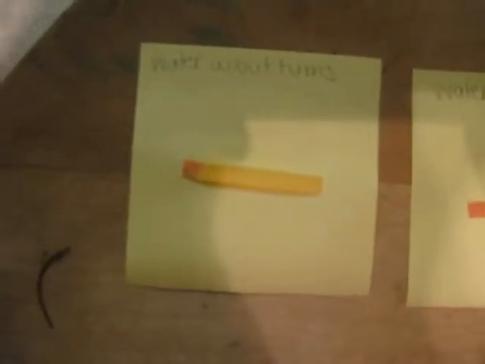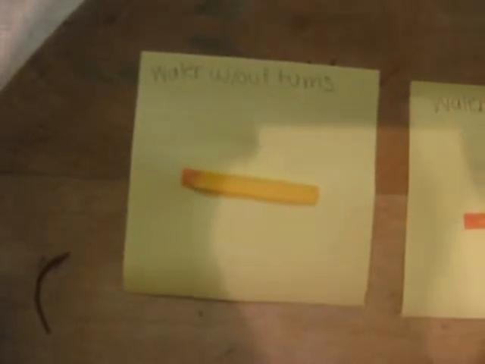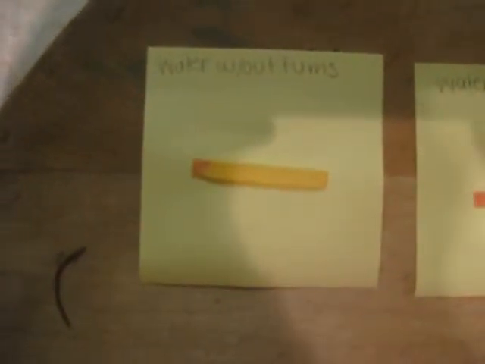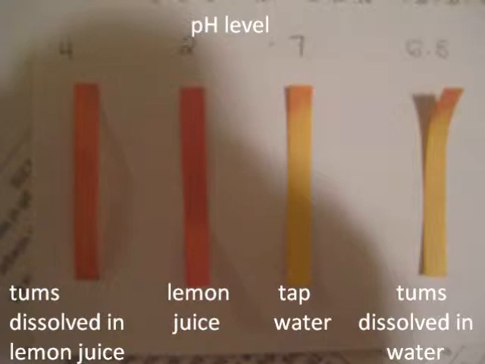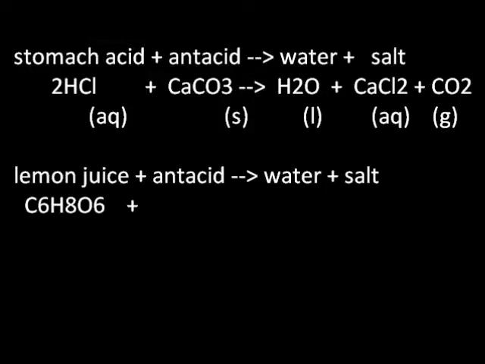This is the piece of pH paper that was tested with water that did not have the antacid dissolved in it. This is the pH paper that had the water with the antacid dissolved in it. This is a piece of pH paper from the lemon juice without the antacid dissolved in it. And lastly, this is a piece of pH paper with the antacid dissolved in the lemon juice. Although stomach acid is more acidic than lemon juice, these results give us an idea of the neutralization reaction that would occur between the stomach acid and the antacid.